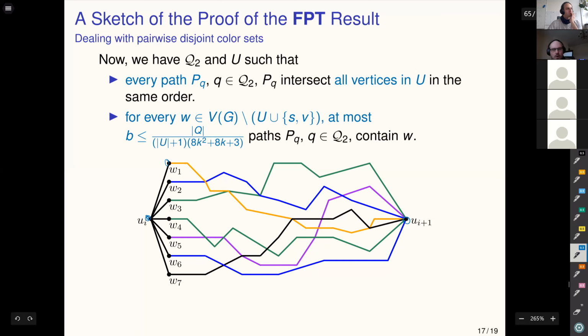Now we fix the ordering on the paths depending on how they go. Again, UI is an empty vertex, right? Because it is on at least two paths that are color disjoint, so it cannot contain any color. So again, we can order the paths depending on the first vertex after UI. And basically, what we show is that if we look at two paths that are far apart in this ordering, then they cannot intersect.